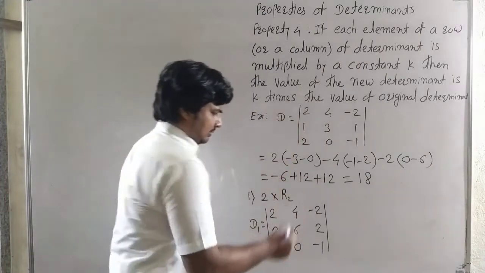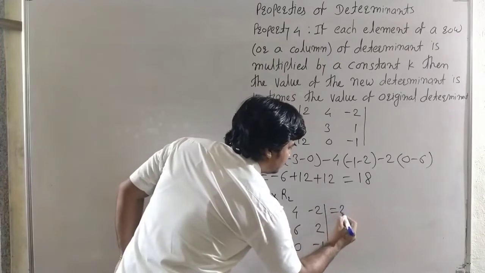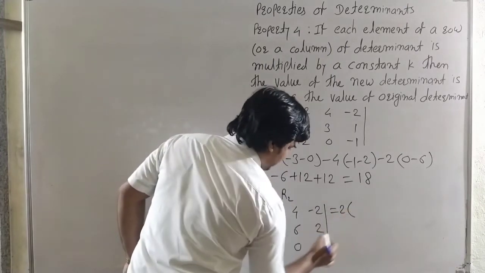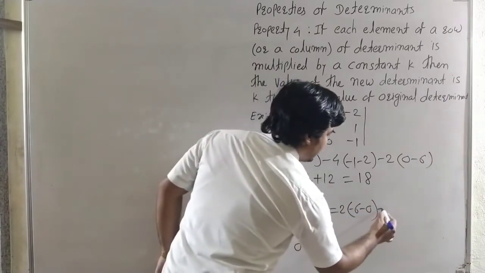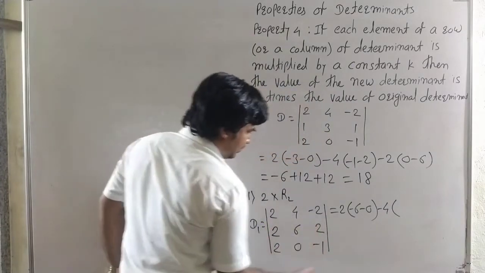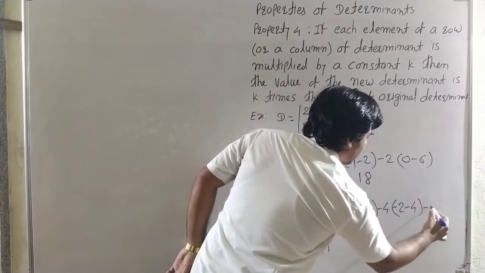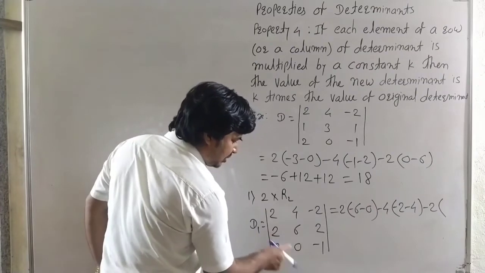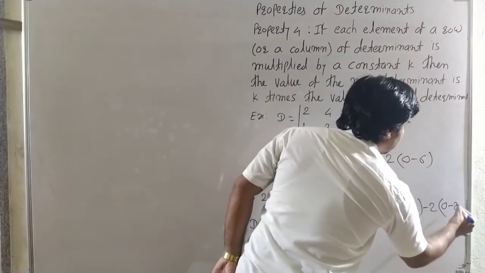We can check this. This determinant is 2 into minus 6 minus 0, change the sign of the middle term, minus 4 into minus 2 minus 4, and the third number as it is, minus 2 into 0 minus 12.